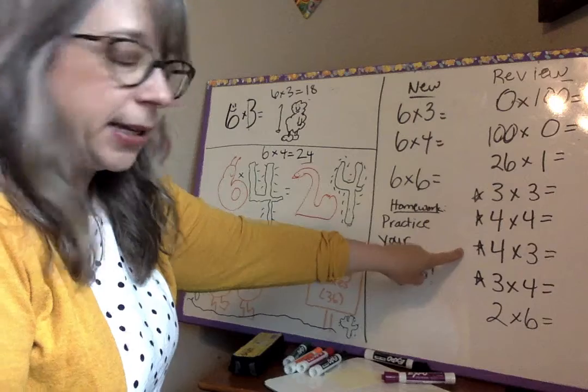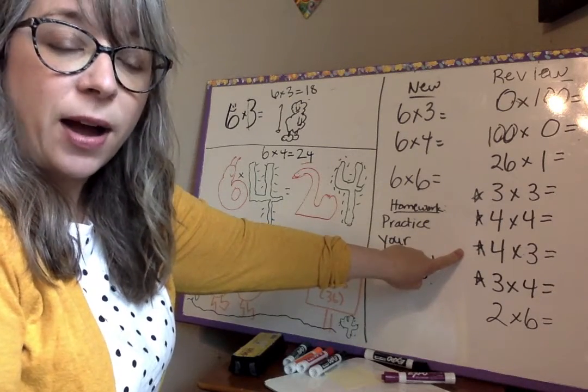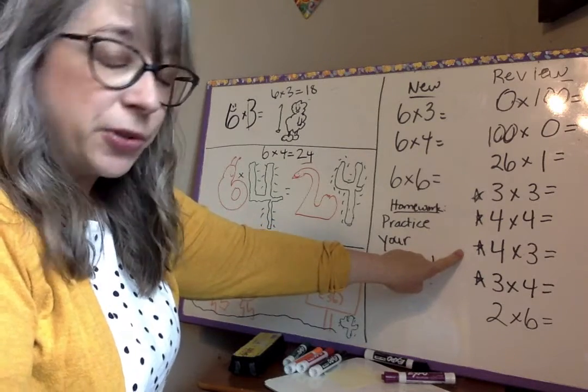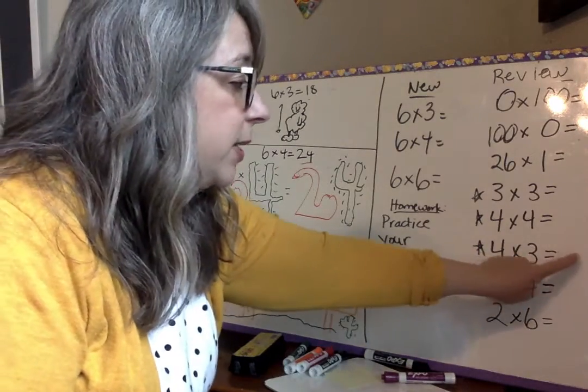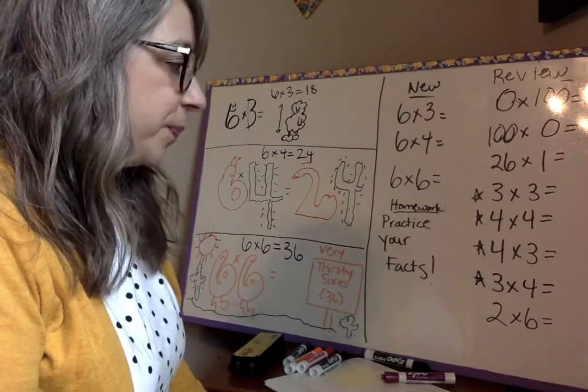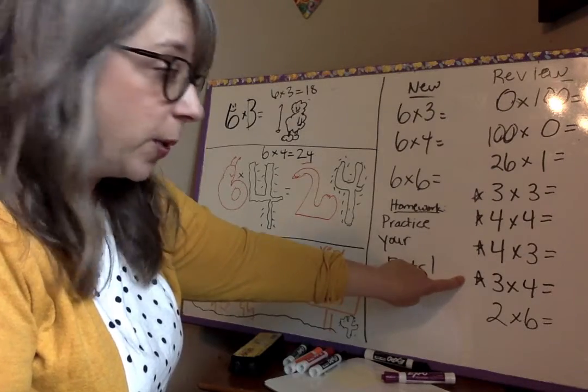4 times 3. That's our cheer. 1, 2, 3, 4. I like math. Let's do some more. So our answer is 4 times 3 is 12. Here's our turnaround fact. 3 times 4 is the same. It's 12.